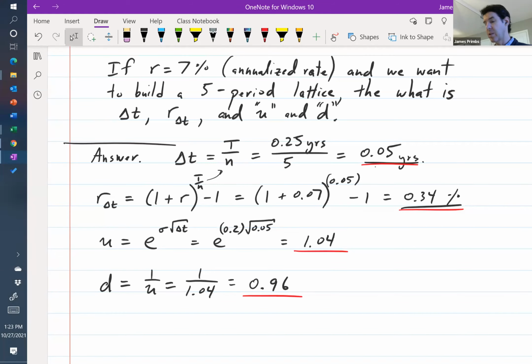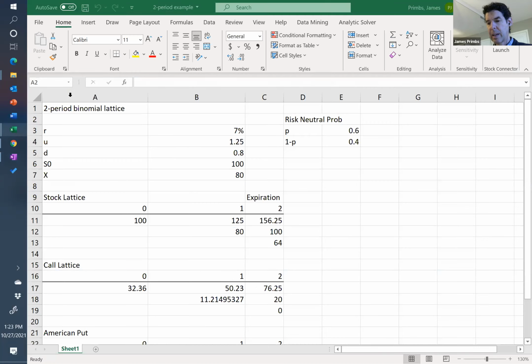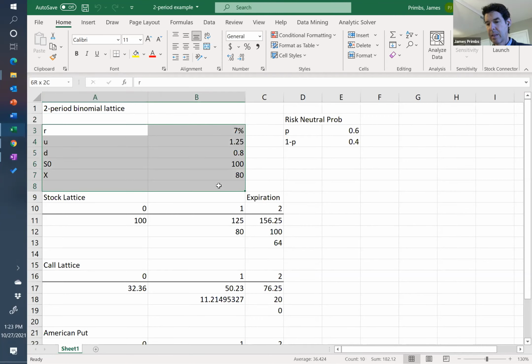What I wanted to do, just one last thing, is tie this in. I showed you that you can do this in Excel, and I want to tie these last steps into Excel. Let me go and find, maybe you still have yours. Here was my 2-period binomial lattice.